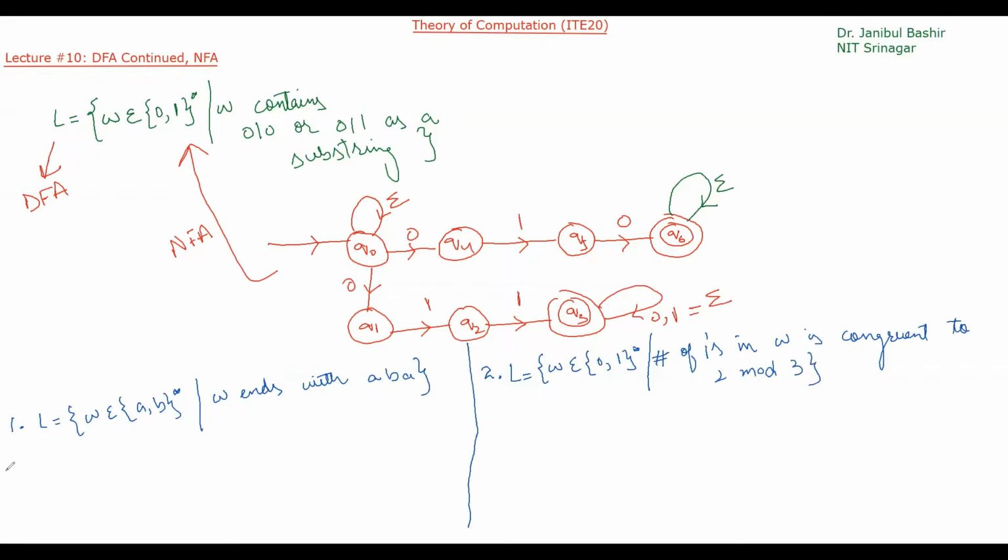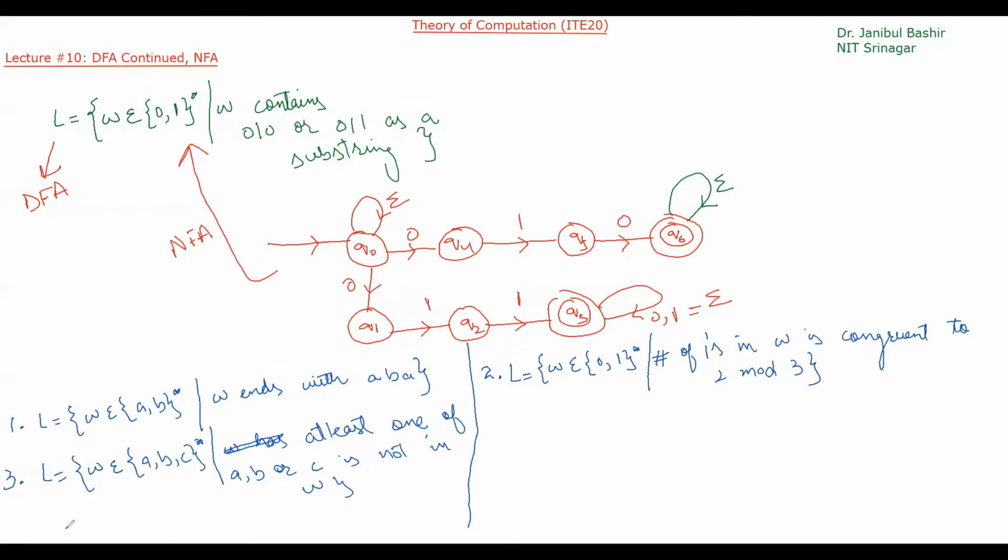Okay, this is the second. Then the third problem that you have to try out is L is equal to W belongs to {a, b, c} star, such that at least one of a, b, or c is not in W.